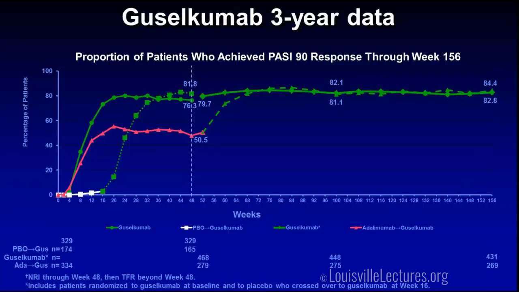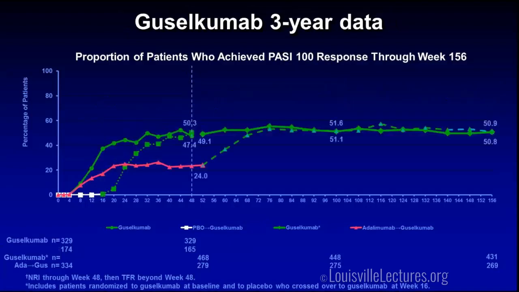At week 48, between 76 and 82% of patients had reached at least PASI 90. And if we follow this out 3 years, that stays stable. A lot of times in these studies when they're followed out years, a lot of patients drop off, and that makes the percentages look good. Very few patients have dropped off over those 3 years. So once this medicine starts working, it seems to continue working.